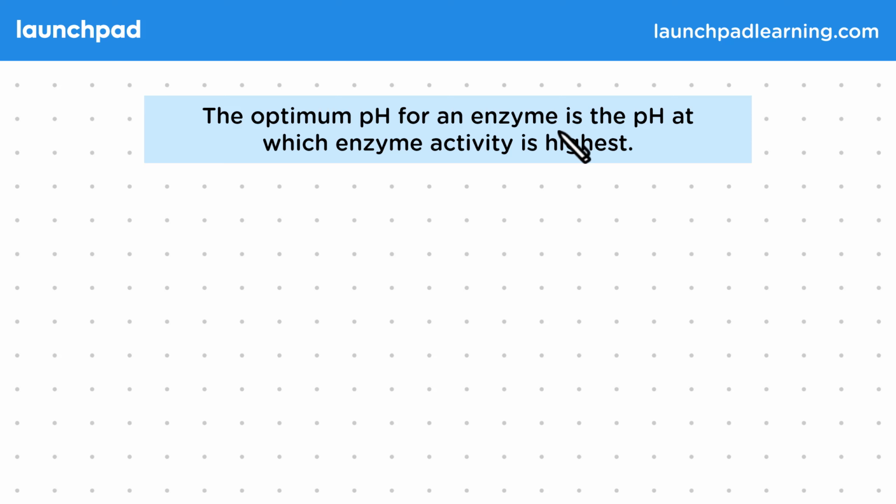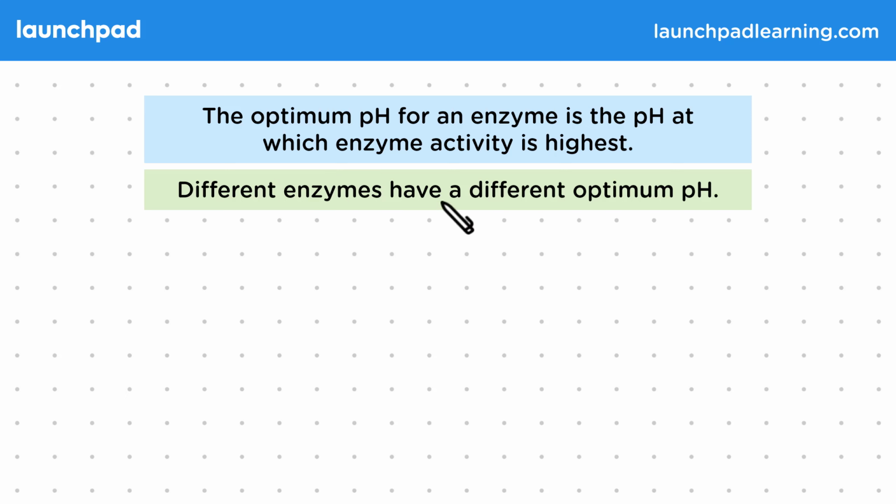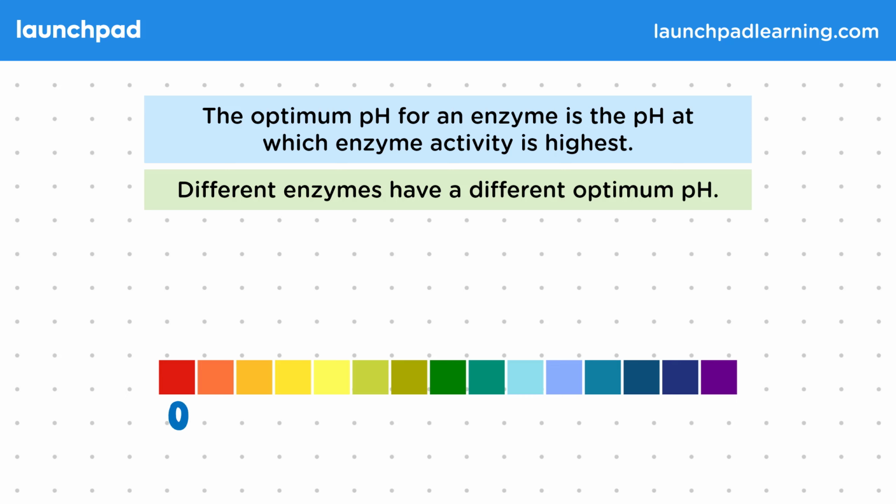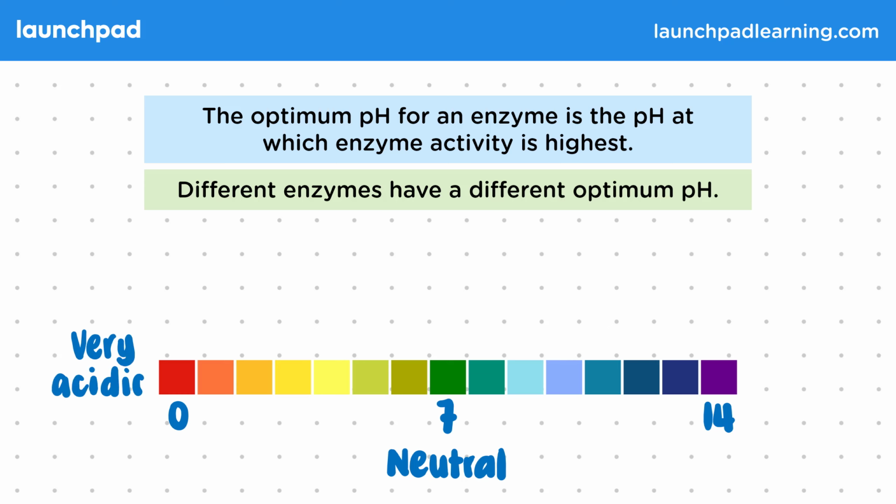The optimum pH for an enzyme is the pH at which enzyme activity is highest. Different enzymes have a different optimum pH. This diagram shows a pH scale that goes from 0 up to 14. A pH of around 7 is neutral. A pH value of around 0 is very acidic, and a pH value of around 14 is very alkaline.